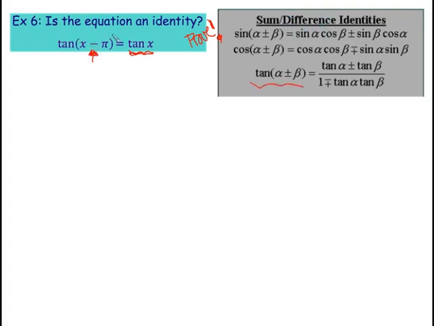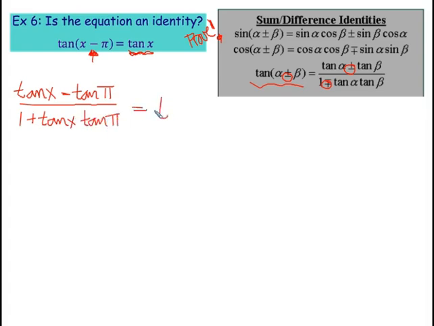So taking a look at our left-hand side here, we have tangent of x minus pi. Since we are subtracting those two pieces, let's subtract our numerators and then add our denominators when we break it apart. So if we were to use the difference identity for tangent on our left-hand side, we would have tangent of x minus tangent of pi all over 1 plus tangent of x times tangent of pi. And we want to ask ourselves, does it equal tangent of x? Are they the same exact thing?